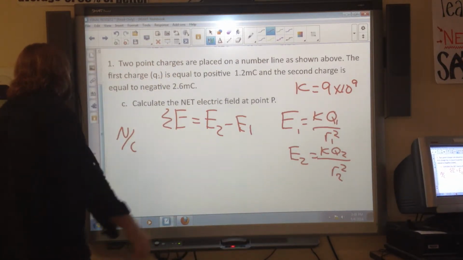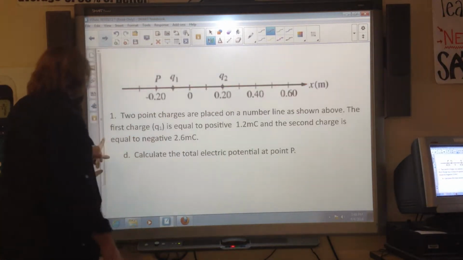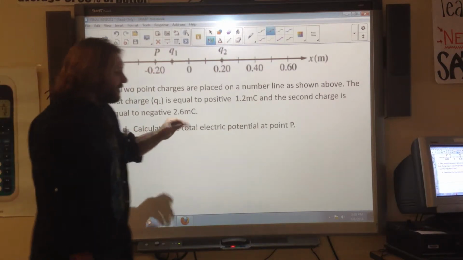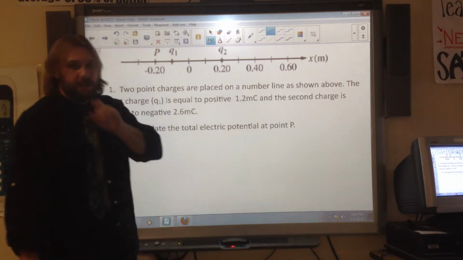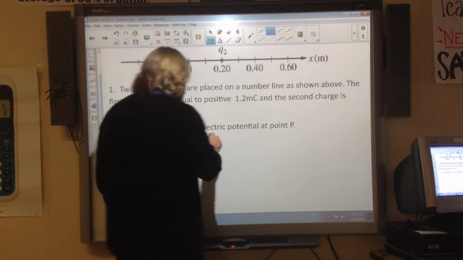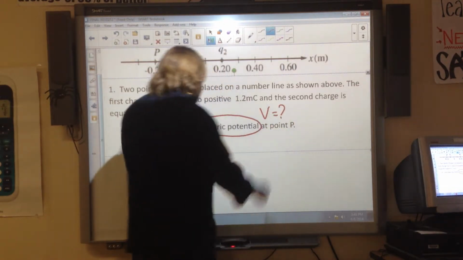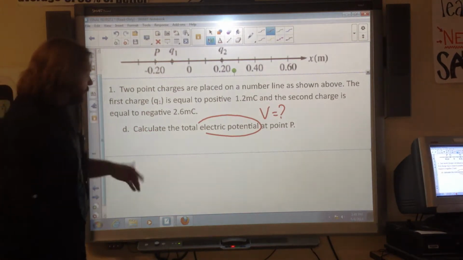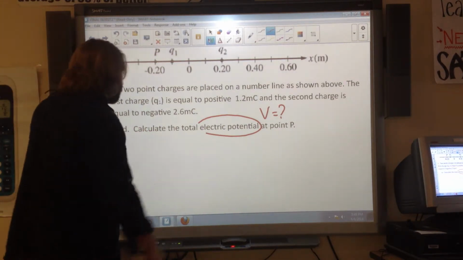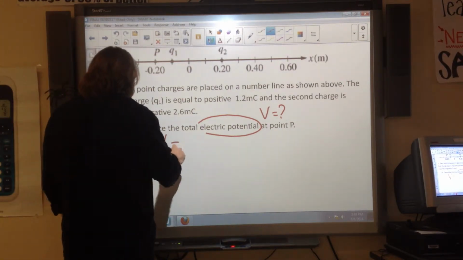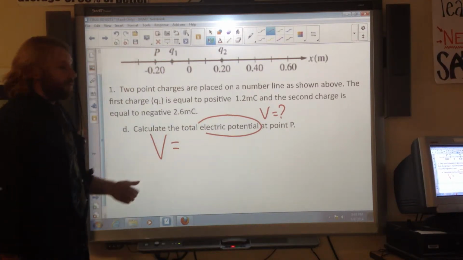So, moving on to part D. Calculate the total electric potential at point P. Different. When I read electric potential now, I know I'm solving for V. That's another word for voltage. We use it differently in different cases. But the electric potential from a point charge is the voltage from that point charge.